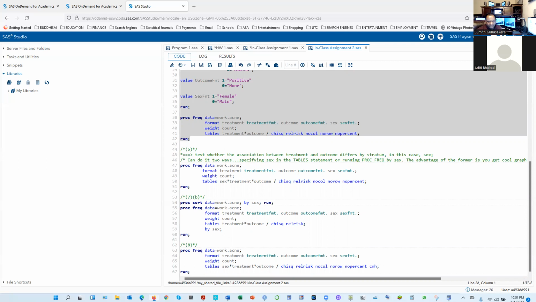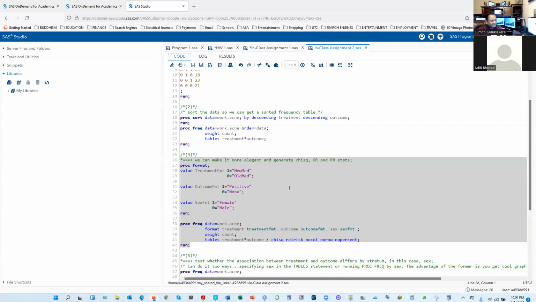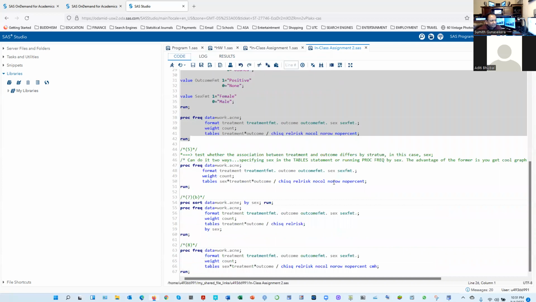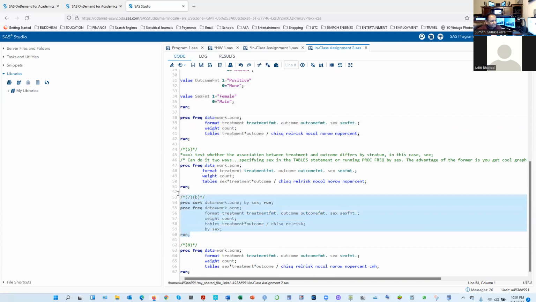Number 4, create a new frequency table controlled by sex. Using the estimate, odds ratio and everything, you can fill in that table. Then number 5, create 2 frequency tables controlled by gender. You know how to do that. But you can do it this way too, or this way. Either way.